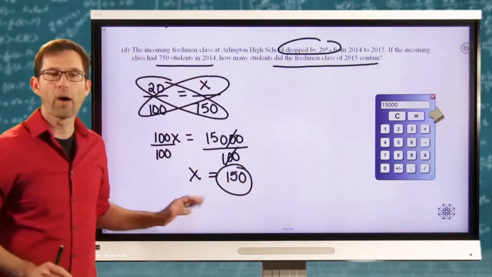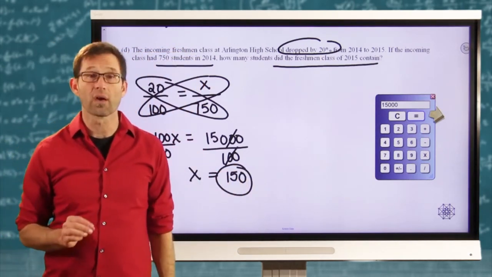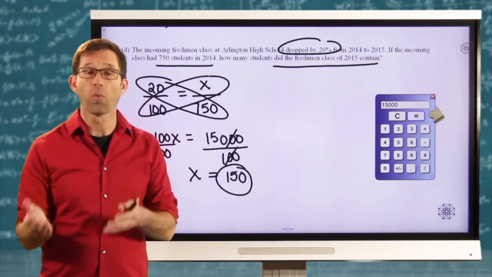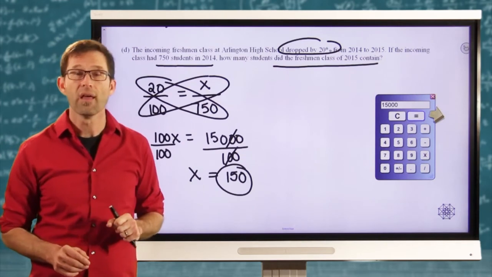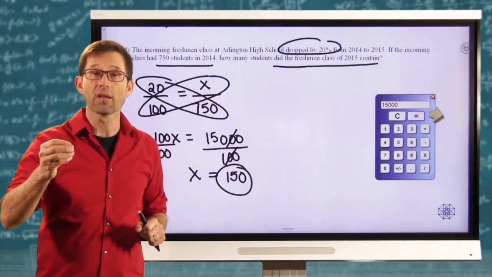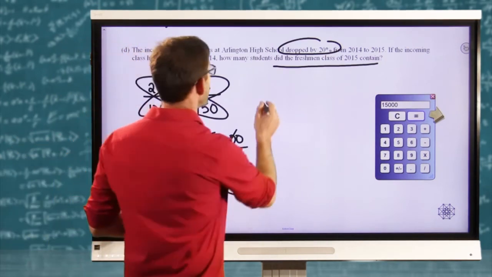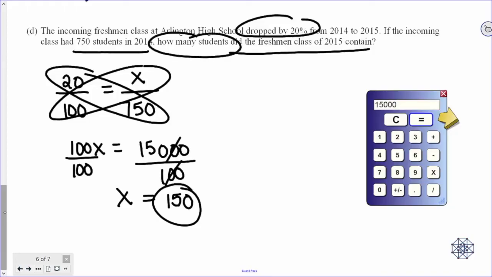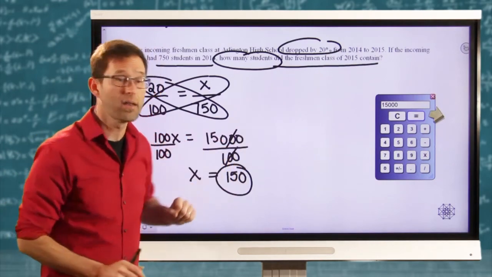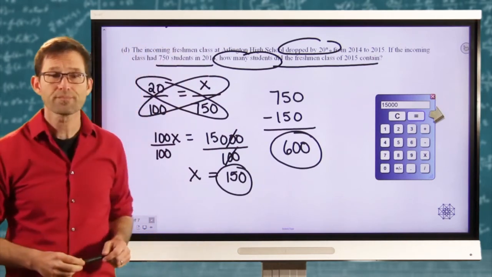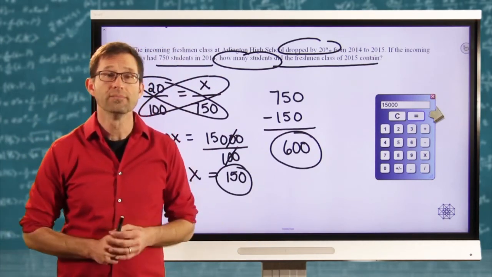Now keep in mind what that 150 really is, because this is where it can get quite tricky. That 150 is not the answer, right? The 150 is the 20% of the 750. That's how much the population of the incoming class at Arlington High School is going to go down. So what we have to do to actually figure out how many students the freshman class of 2015 had, we would have to take 750 and subtract off the 150, and we would be left with 600. All right? And that's it.